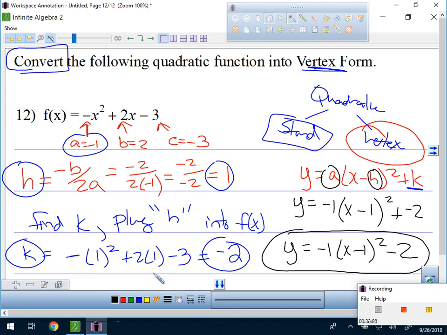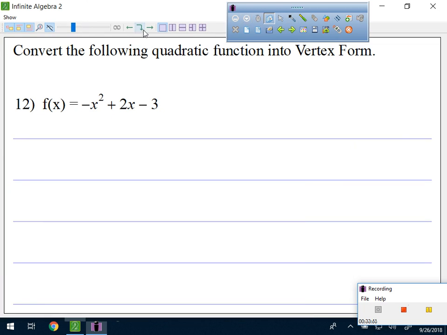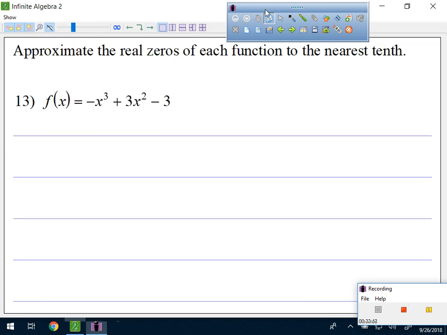Test 3 moved on into what we call polynomials. So we had polynomials and solving polynomials and stuff like that. Test 3 is going to feature the next 6 problems, so we're going to start off with number 13. All right, so for test 3, here's your first one. It's number 13. It says, approximate the real zeros of each function to the nearest 10th.